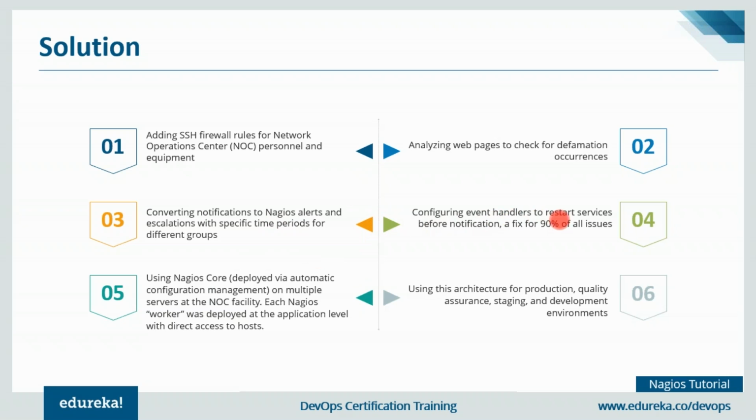Now, configuring event handlers to restart services before notification was basically a fix for 90% of the issues, and using Nagios Core on multiple servers at the NOC facility. And each Nagios worker was deployed at the application level with direct access to the host. So whatever Nagios worker or agent or remote machine we have was deployed at the application level and had direct access to the host or to the master, whatever you want to call it. And they have implemented the same architecture for production, quality assurance, staging, and development environments. Now let's see what was the result.